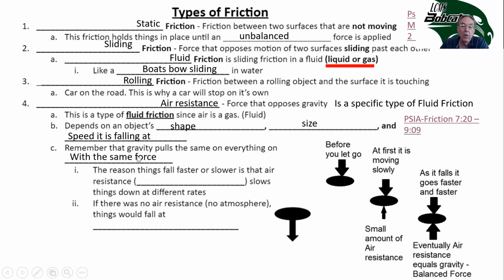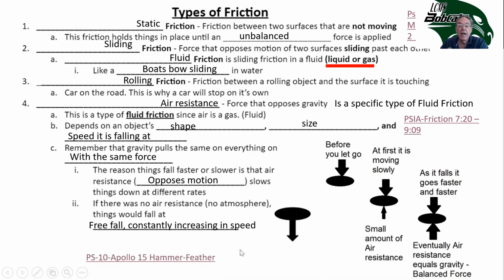Okay, so I put over here what we just said. Remember, the gravity pulls the same on everything with the same force. So the force of gravity in these pictures doesn't change. The reasons things fall faster or slower is that air resistance opposes motion and slows them down at different rates. If there was no air resistance, no atmosphere, things would fall at a constantly increasing speed, and they would all fall at the same rate because there'd be nothing to slow them down.